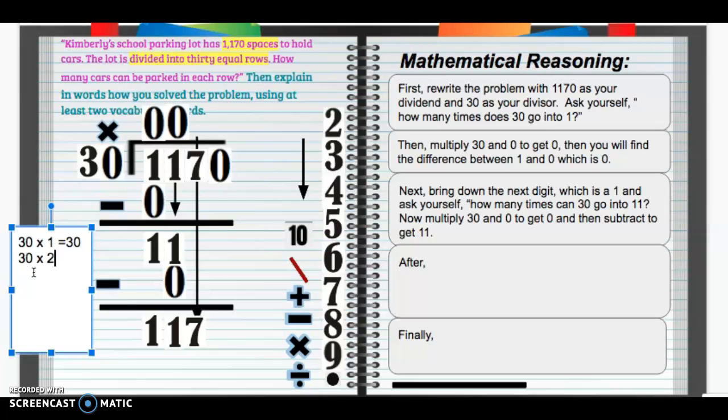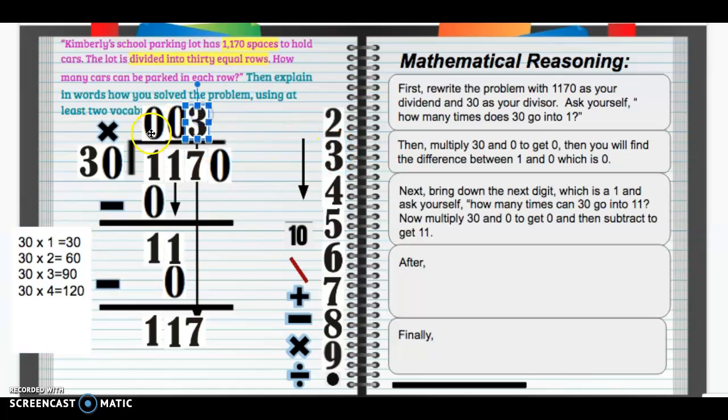30 times 2, well, that would be like 30 plus 30, which is 60. 30 times 3 is like saying 30 plus 30, which was 60, plus another 30 is 90. And then 30 times 4 equals, that's like saying 30 plus 30 is 60, plus another 30 is 90, plus another 30 is 120, which is way too big. Well, not quite too big, but it's too big for 117. So I have to pick 3. It has to be 3.